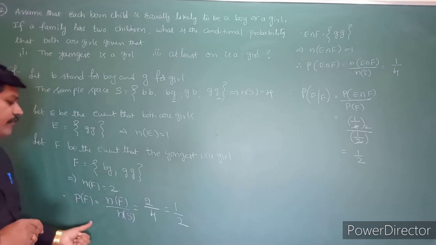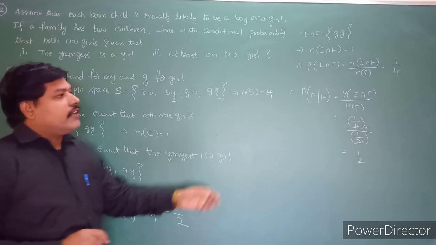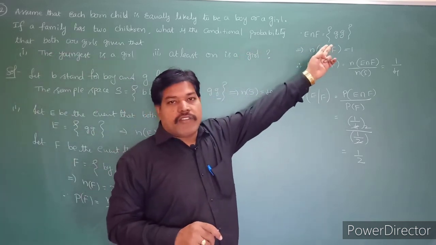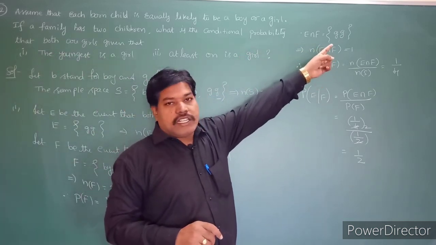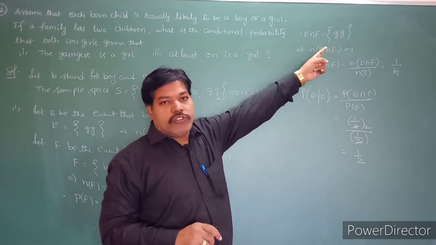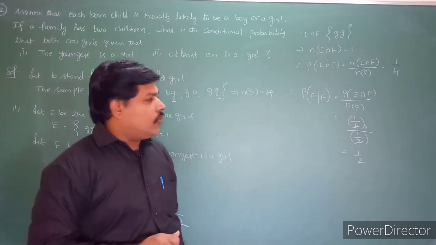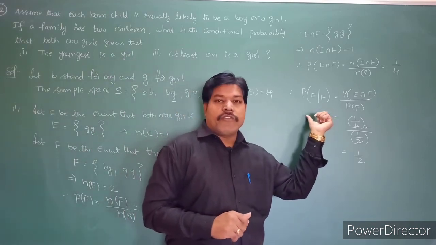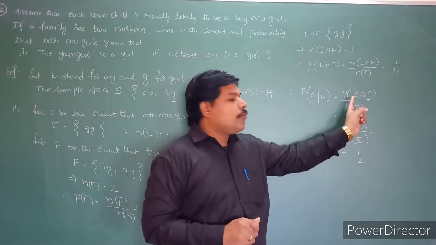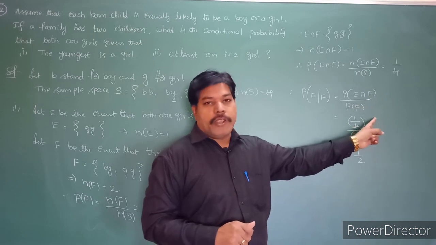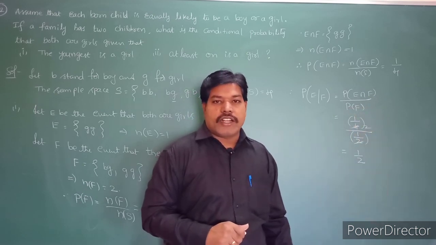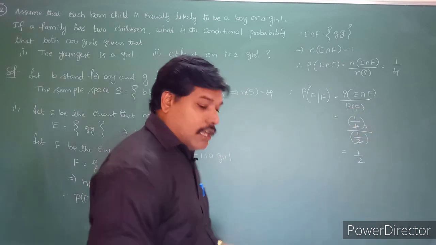So that implies the probability of F is equal to 1 by 2. Similarly, we can take that E intersection F is nothing but GG. That is the only one case. So GG, you will get that the probability of E intersection F is equal to 1 by 4. Therefore, the probability of E given F is equal to P of E intersection F by P of F. Just replace the values and you will get the answer. Okay, so see the second question.